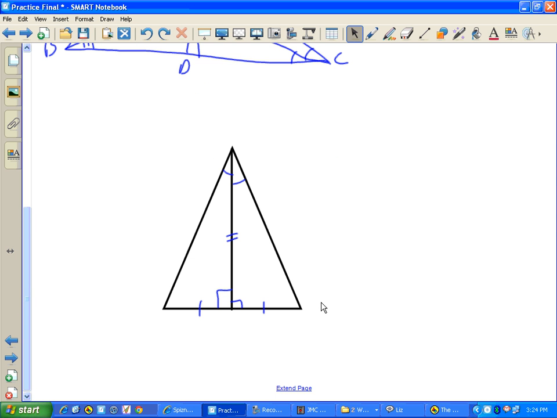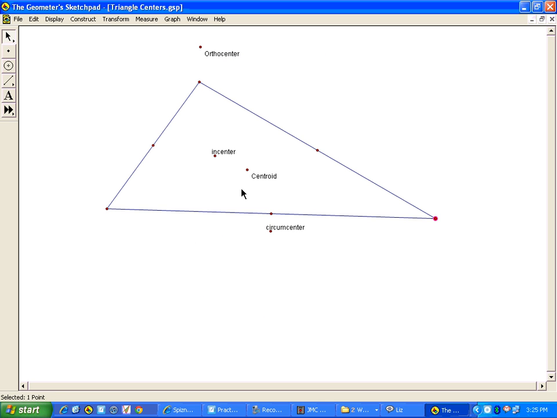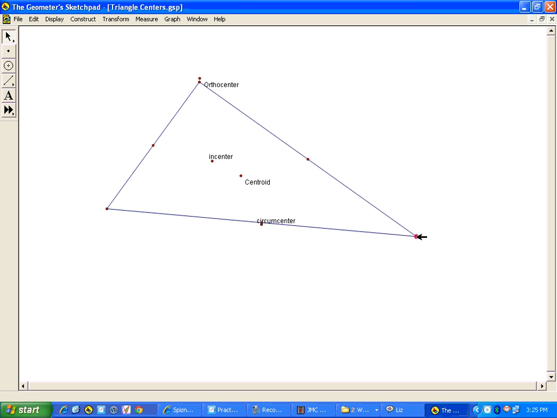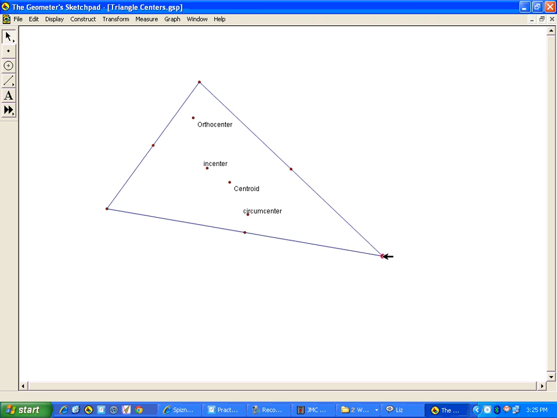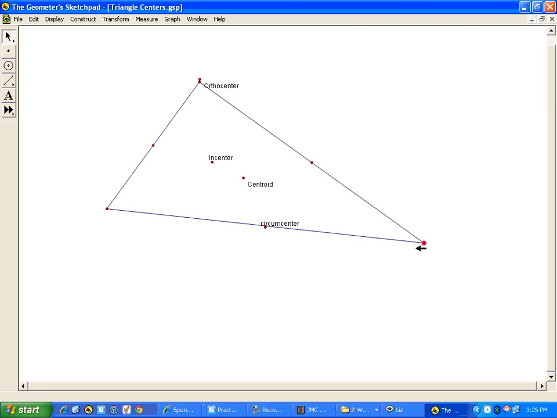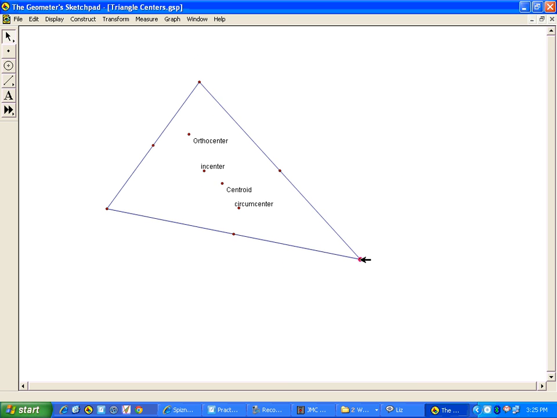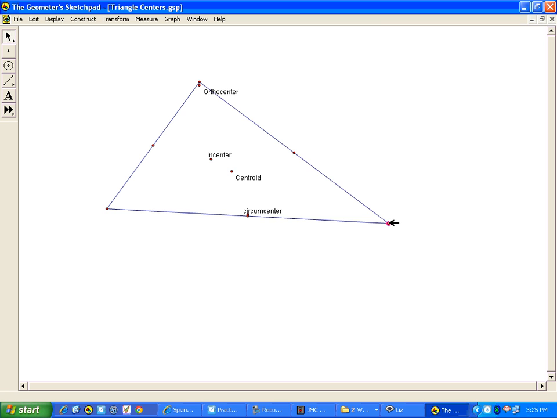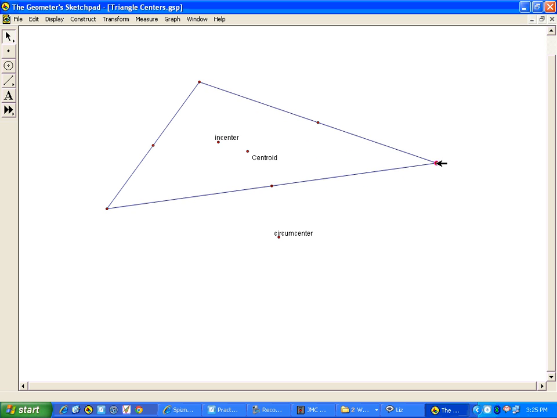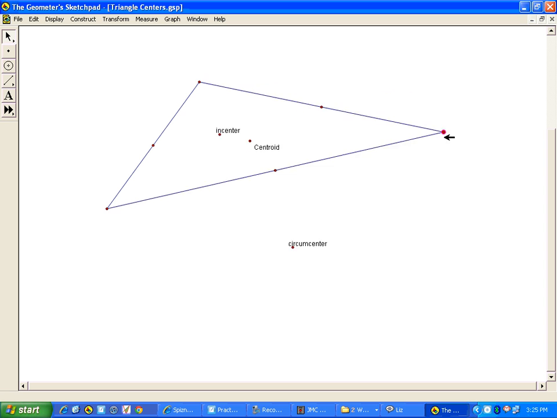13, perpendicular bisectors of a triangle always intersect inside the triangle. So let's look at this again. Here, circumcenter, right now it's outside. Okay, there it's on the triangle, inside. And the determining factor there is if you have an acute triangle, circumcenter's inside. If you have a right triangle, it's on the triangle. And if you have an obtuse triangle, then it's outside.